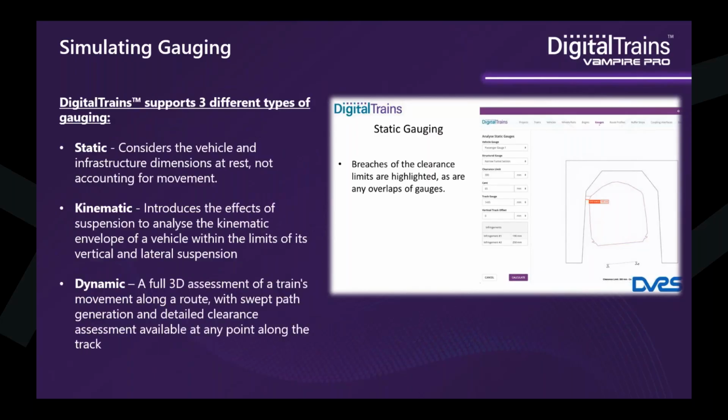So we have static. This considers the vehicle and the infrastructure dimensions at rest, not accounting for movement. We also have kinematic gauging, which introduces the effects of suspension to analyze the kinematic envelope of a vehicle within the limit of its vertical and lateral suspension movement. And then thirdly, we have dynamic, which is a full 3D assessment of a train's movement along a route, with swept path being generated and detailed clearance assessments available at any point along the track.